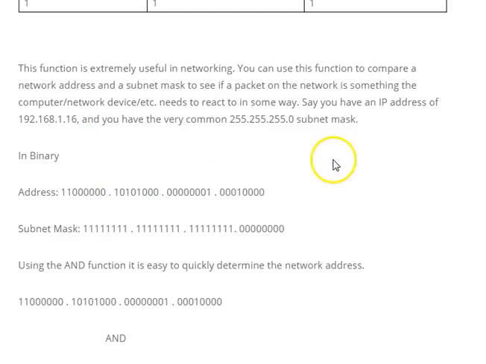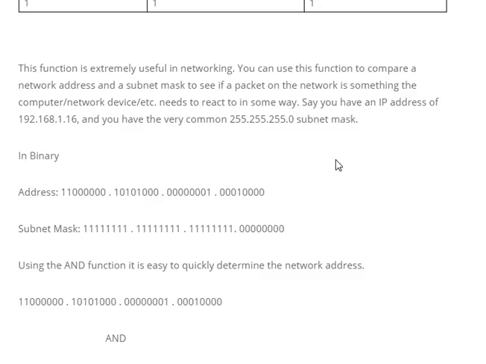So why is this function useful? This function is extremely useful in networking. You can use this function to compare a network address and a subnet mask to see if a packet on the network is something the computer, network device, etc. needs to react to in some way.